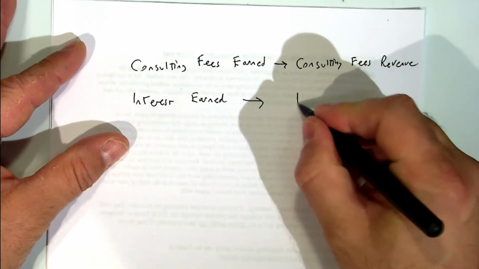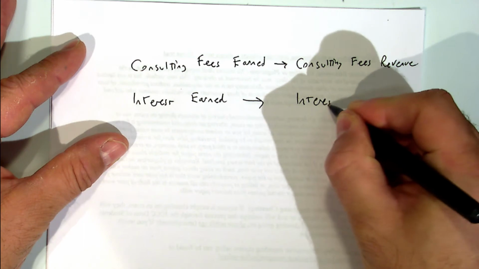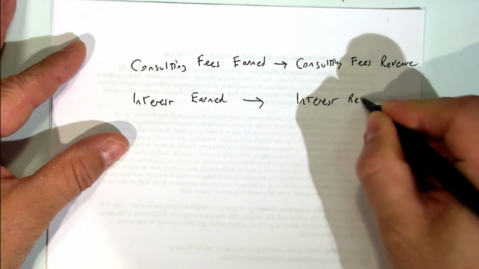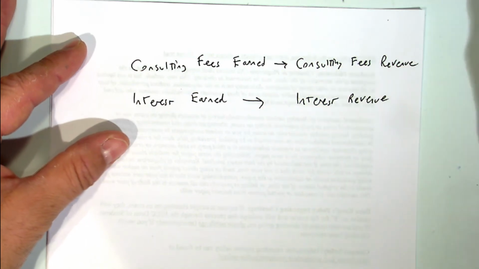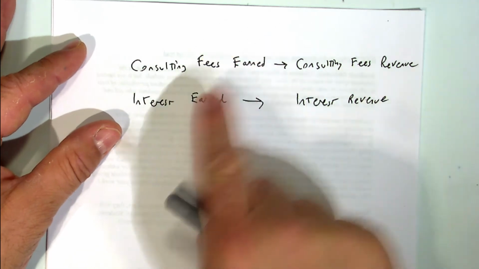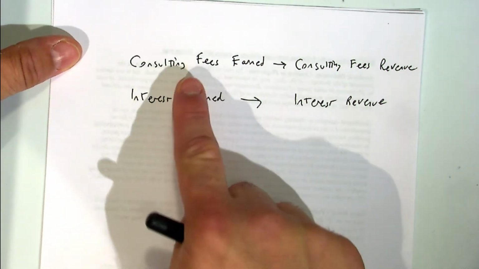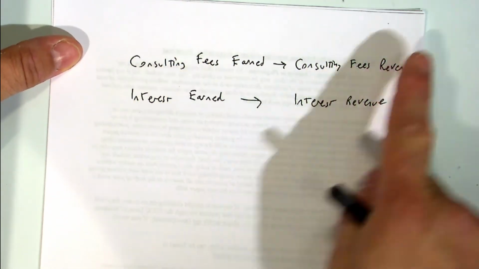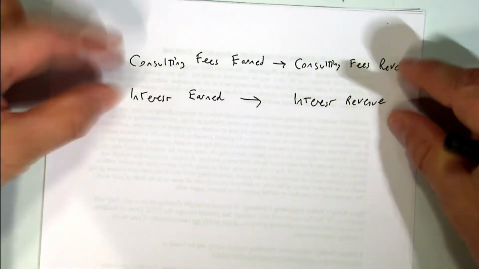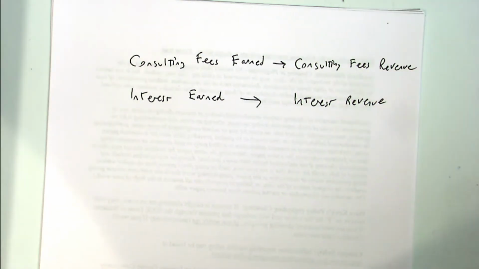Interest earned is the same thing as interest revenue, okay? Personally, I don't use the earned. I always title all of my revenue accounts revenue and all my expense accounts expense, okay? But sometimes you'll see this terminology here. Just know that it's the same thing as this. And of course, these all go on the income statement, correct? You with me?